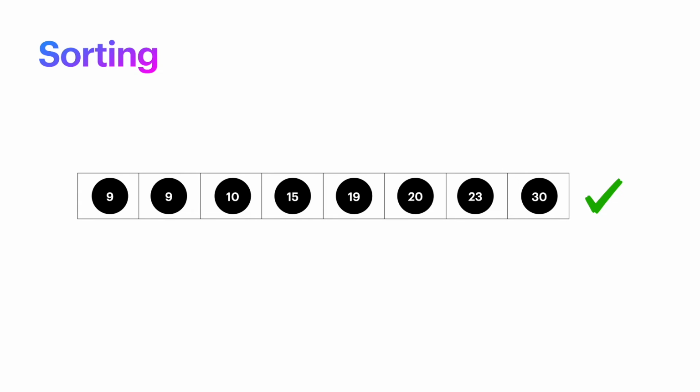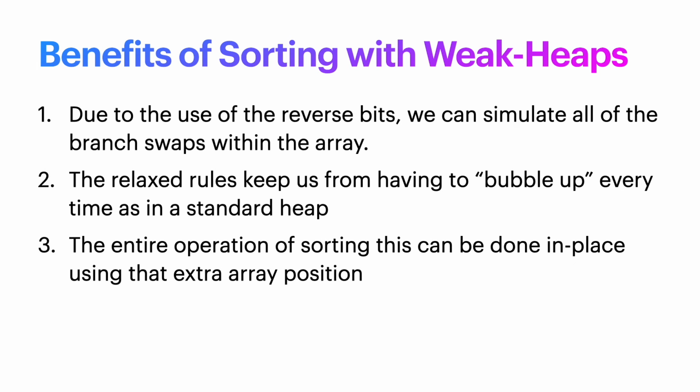To wrap things up, let's go over some of the benefits of sorting with a WeakHeap. First, due to the use of reverse bits, we can simulate all of the branch swaps that are required when we're doing all of those merges really fast using that reverse array. Second, the relaxed rules keep us from having to bubble up every time as in a standard heap. And finally, the operation of sorting that we just looked at can all be done in place. That's why there was an extra position in the array earlier.